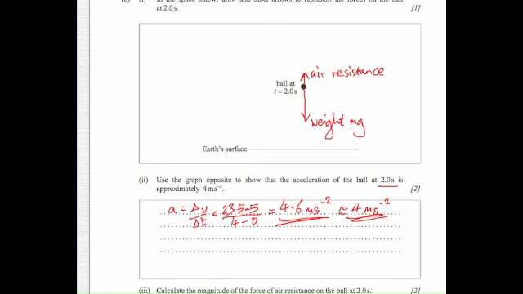The mark scheme, by the way, allows a slope within the range 3.6 to 4.4. So you can see here, you need to have drawn this tangent more accurately than I did.